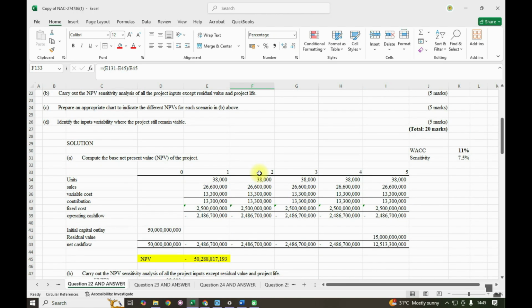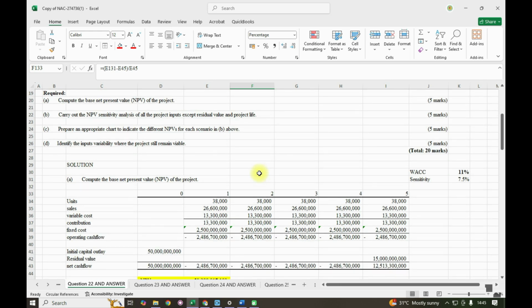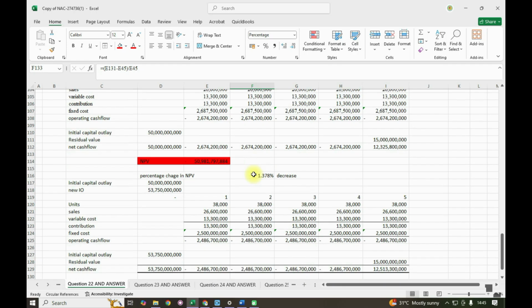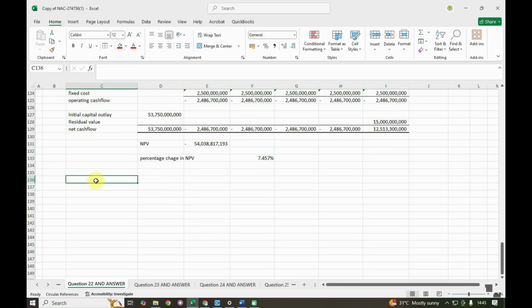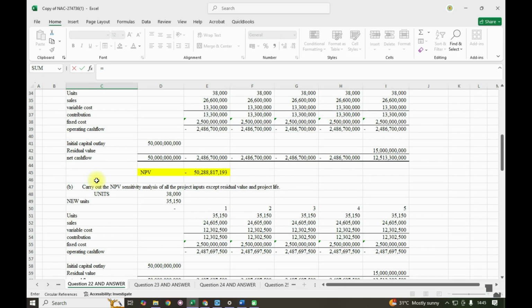The only thing, the marks that they gave was just less than the expected input that was supposed to be done. So that's how part B was supposed to be done on all projects except the residue and the project life. So part C: prepare an appropriate chart to indicate different NPV for each scenario in B above. So we just need a chart for doing the comparison.